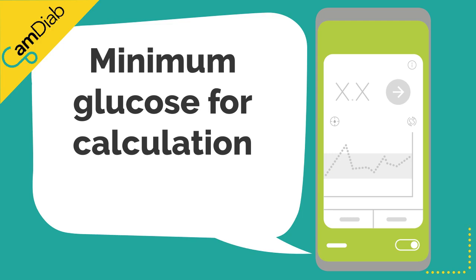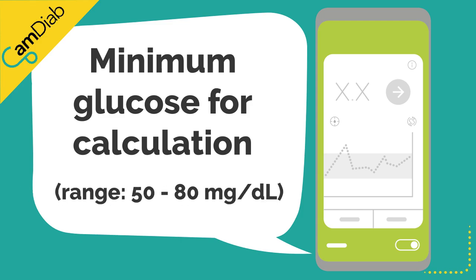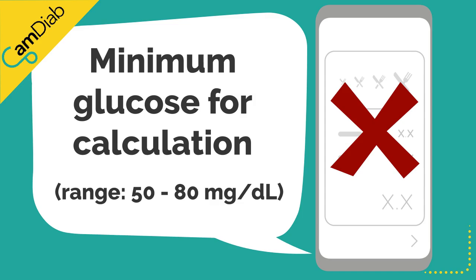1. The minimum glucose for calculation. This is the lowest glucose value that the bolus calculator will be allowed to suggest a dose of insulin. If the glucose is below this level, the bolus calculator will decline to offer a dose of insulin.